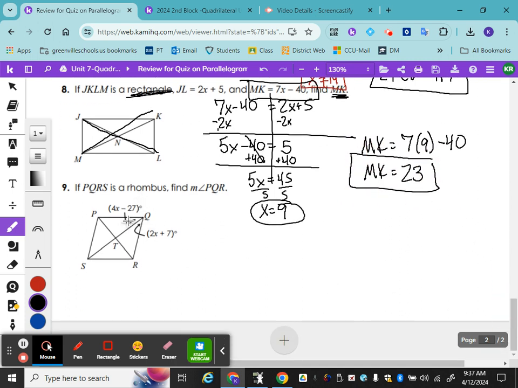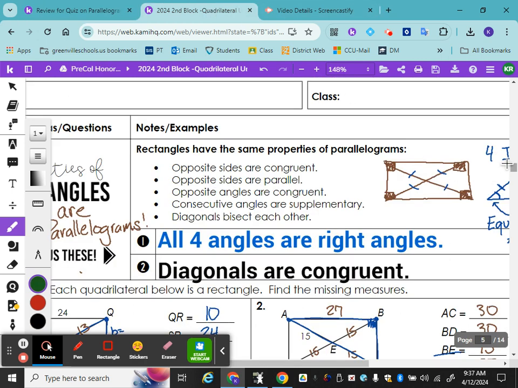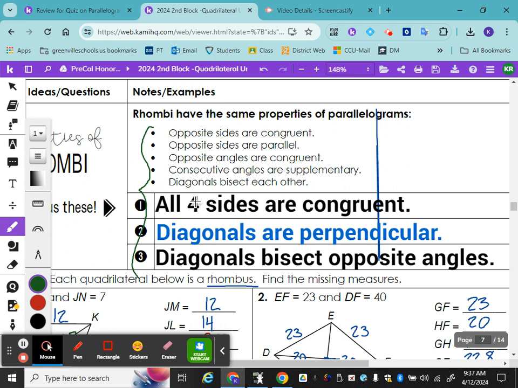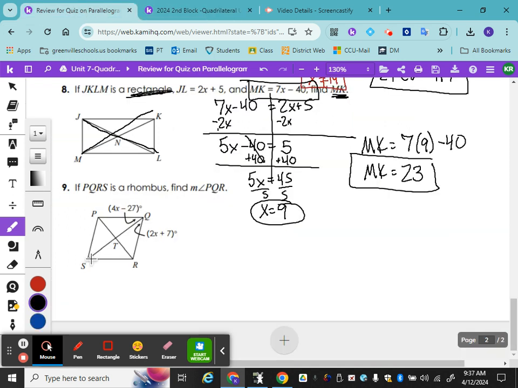All right, in a rhombus, we're talking angles. Going back to our notes. Rhombus, talking angles. Diagonals bisect opposite angles. So this diagonal cuts this angle in half. So these are equal. So we're going to set them equal. This is this last question. 4x minus 27 equals 2x plus 7.